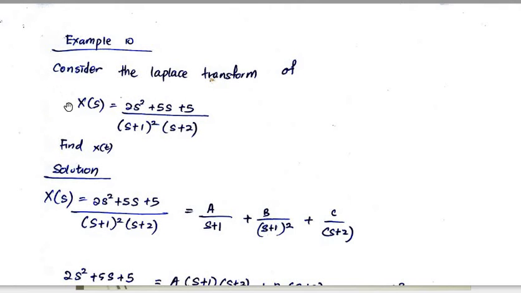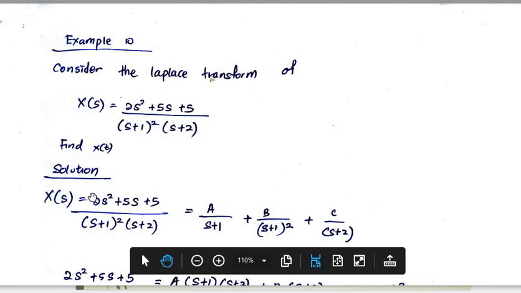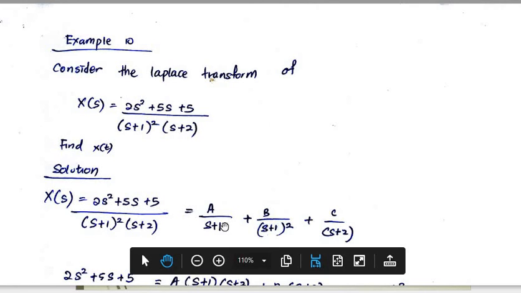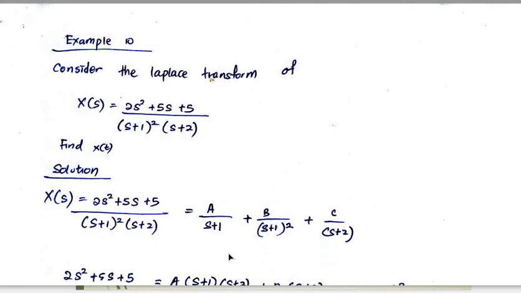Okay, let's look at another example. Consider the Laplace transform of X(s) equal to this one. Find x(t). This one you need to solve using the inverse Laplace transform. Can you guess how to solve it? Yes, using partial fraction expansion, with numerator 2s squared plus 5s plus 5. Here the denominator has three factors, so you split into s plus 1, (s plus 1) squared, and then s plus 2.